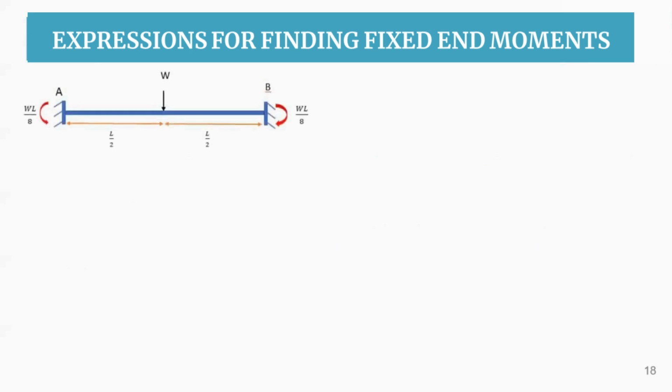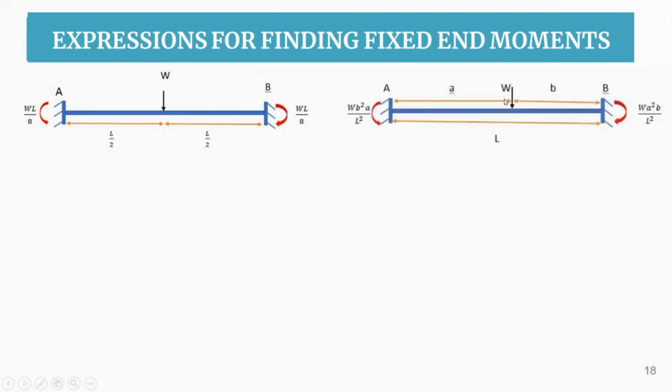Now, these are some of the expressions that are used for finding the fixed end moments. These have all already been derived in fixed beams, with respect to different loading conditions. This is the fixed beam with a point load at the center. The moments developed are WL by 8 at both ends. The directions you can also see. And this is a point load at an eccentric distance. So the moments developed are here.